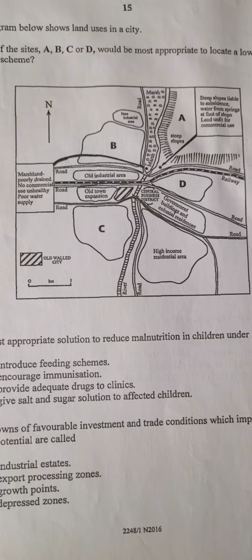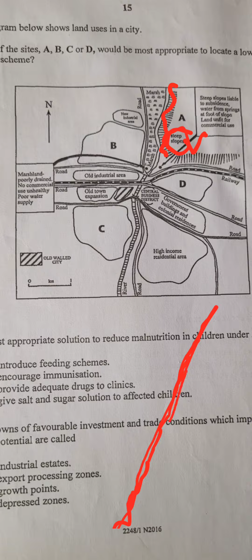Number 36. The diagram below shows land uses in a city. Which of the sites A, B, C, or D would be the most appropriate to locate a low-income housing scheme? So when it comes here, let me just zoom the picture so that I can analyze it well. All right, let's look here. This one can't be the place for building a settlement. Why? Because there is a steep slope, the gradient will be like this. You can't build a house on this.